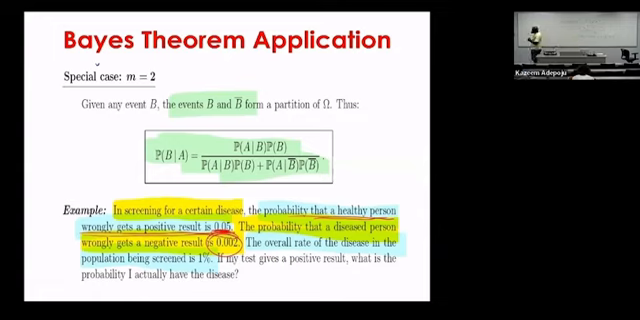Now, the probability that a diseased person wrongly gets a negative result is 0.002. That is also not perfect. Now, the overall rate of the disease in the population being screened is 1%. If I go for a test now, if my test gives a positive result, what is the probability that I actually have the disease? The Bayes theorem is going to come in. I need you to pay attention to how I'm going to solve this using the Bayes theorem.